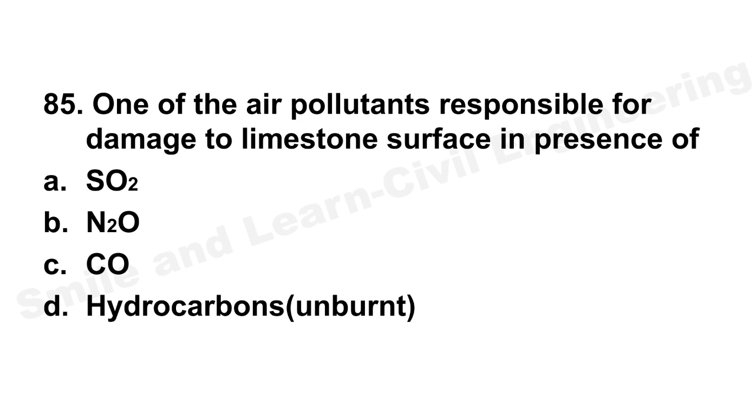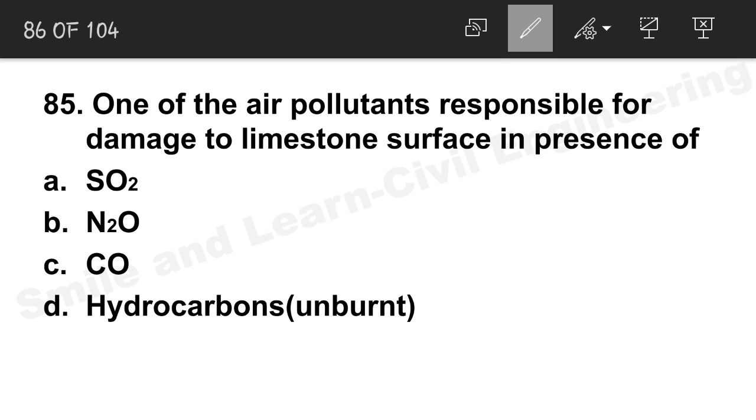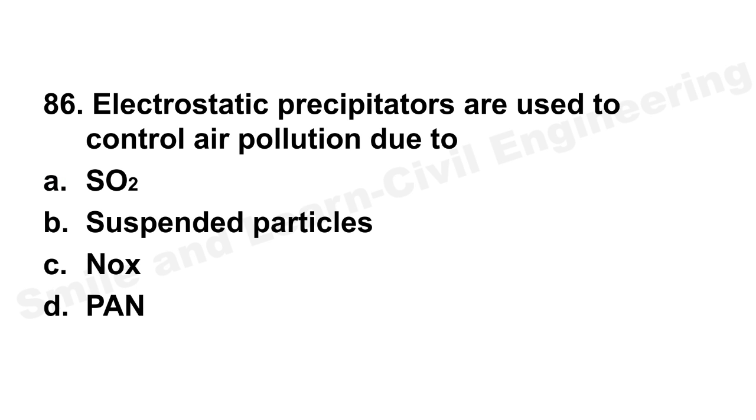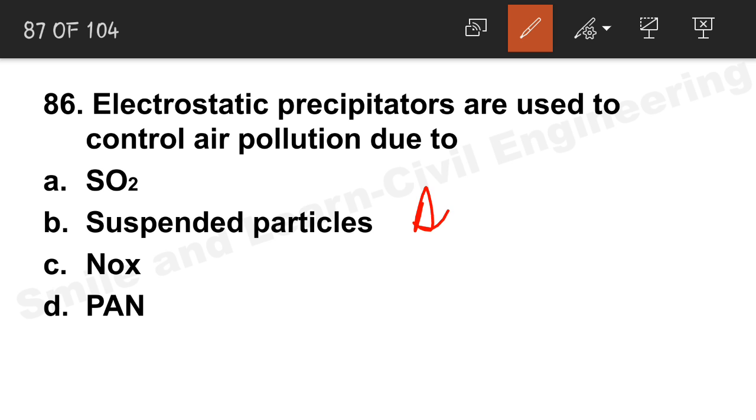Alright. Question number 85. One of the major air pollutants responsible for damage to limestone surface. Okay, so we all know that the Taj Mahal surface is getting destroyed or it is getting yellowish. So this is due to the presence of sulfur dioxide. More amount of sulfur dioxide in the atmosphere. Question number 86. Electrostatic precipitators are used to control air pollution. So electrostatic precipitators, their main function is to arrest the dust. Okay. So suspended particles is the correct answer.